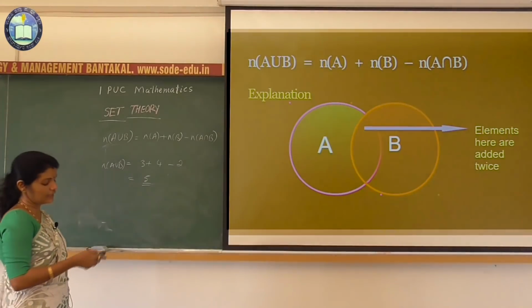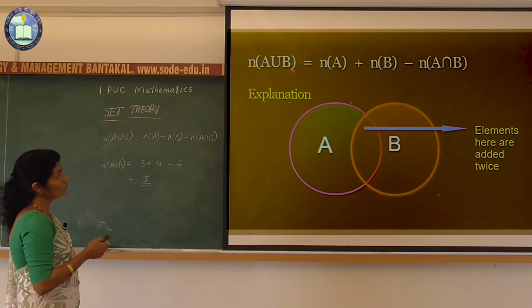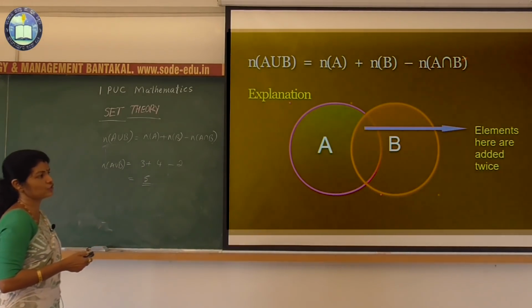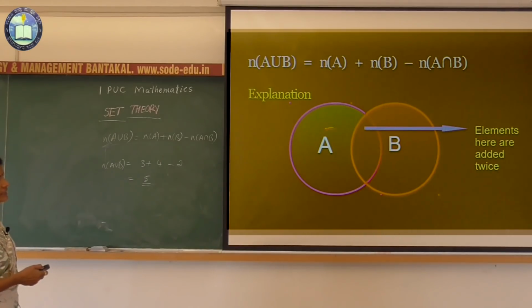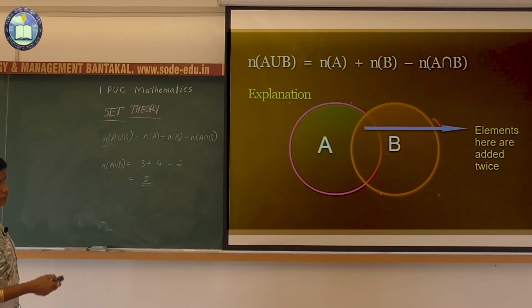So if you want to calculate using the diagram, n of A union B equal to n of A plus n of B minus n of A intersection B. See, this is A minus B, this is A intersection B, this is B minus A. If we consider this region, that is A. If we consider this orange border region, that is B. If we consider those two together and subtract the intersection part, we will get n of A union B. Okay?